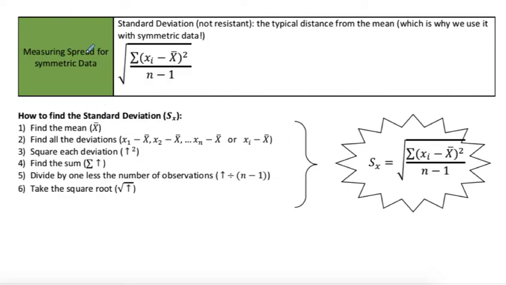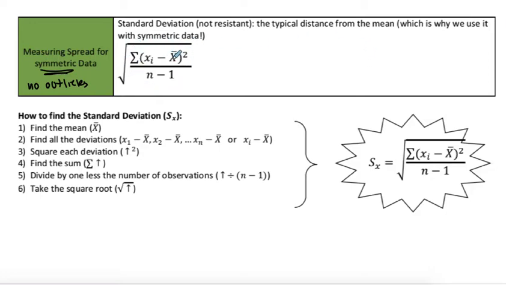So when we're measuring spread for symmetric data, we won't use the IQR or our medians or our range. When we have symmetric data, we're going to use something called the standard deviation. It is not resistant to outliers, so that's why we use it with symmetric data and no outliers. This is defined as the typical distance from the mean, which is why we use it with our symmetrical data.